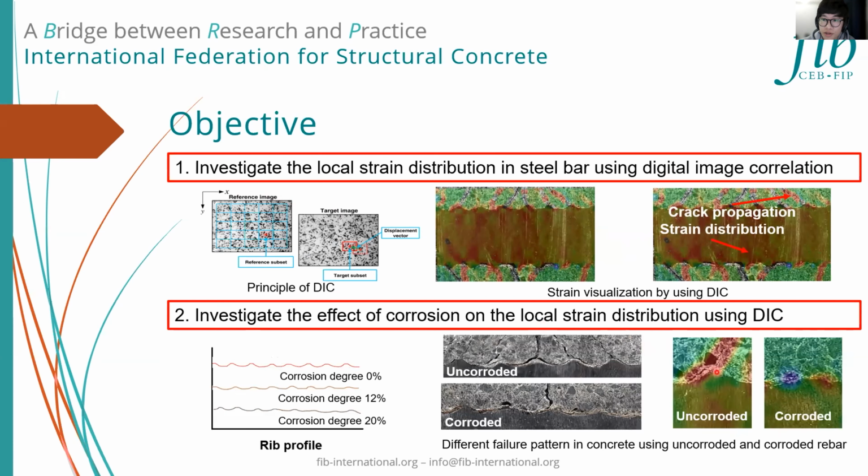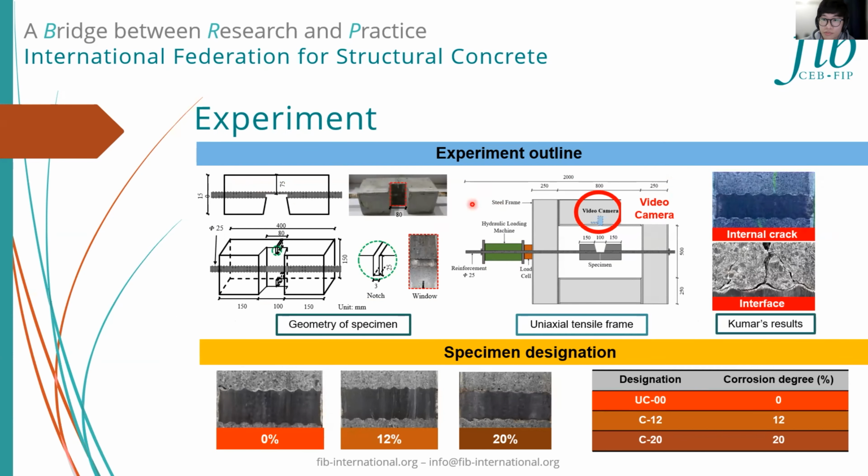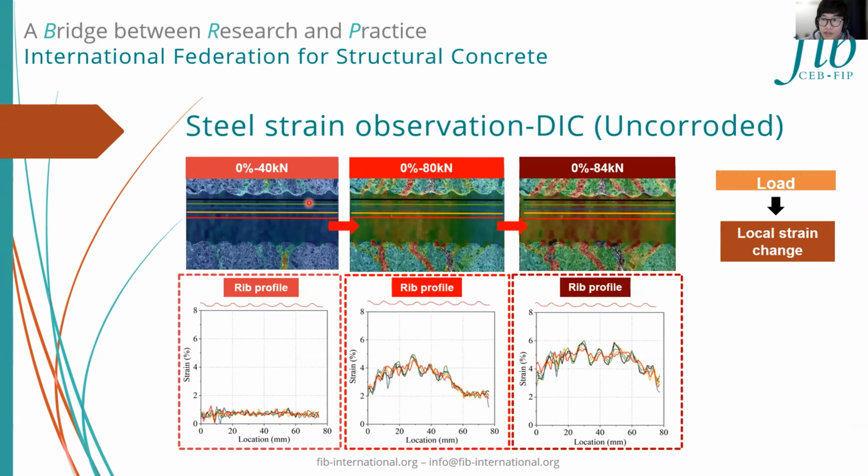This analysis is mainly based on Dr. Kuma's experiment, in which he cut a window in the middle of the specimen for observation, and the steel bar is pulled out, and the video was taken during the loading test for analysis. However, in his analysis, he mainly focused on the internal crack in concrete and interface behavior, rather than the strain inside the steel bar. And in my analysis, rebar with 3 different corrosion degrees was used, which are uncorroded, 12%, and 20%. And now I would like to introduce my analysis.